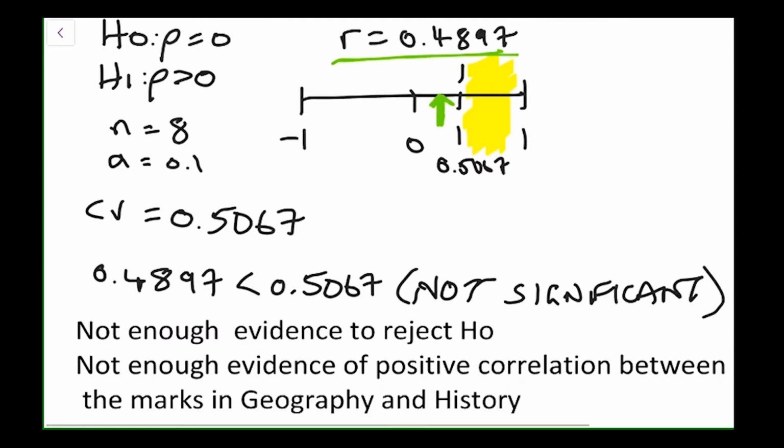So we should be able to say there is not enough evidence to reject H0. That's the mathematical conclusion. And secondly, there is not enough evidence of positive correlation between the marks in geography and history. Okay, and that will be enough for you to get full marks on this type of question.